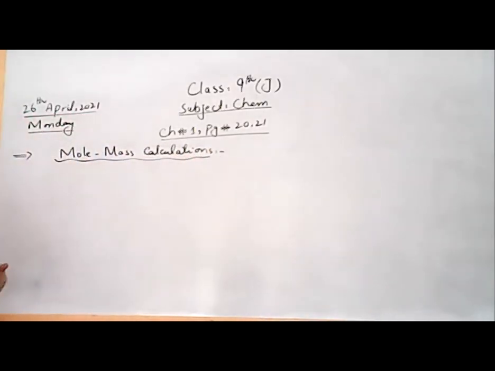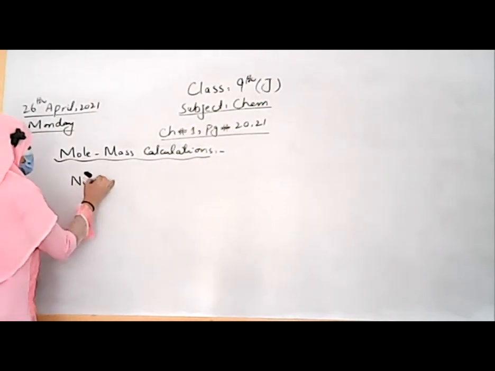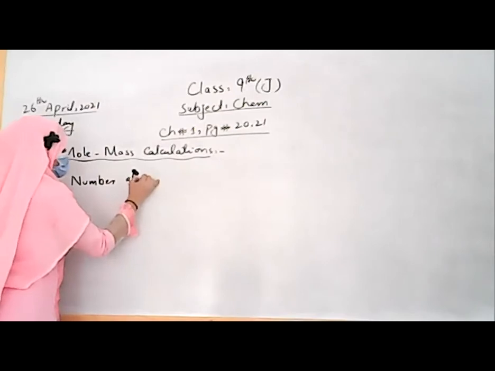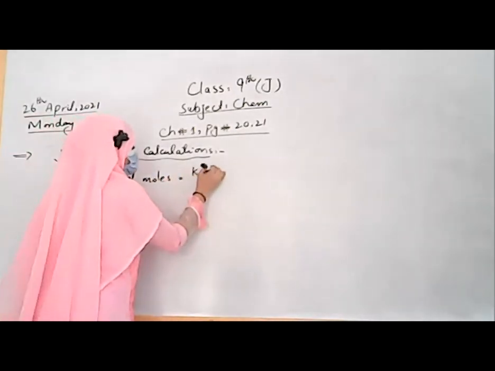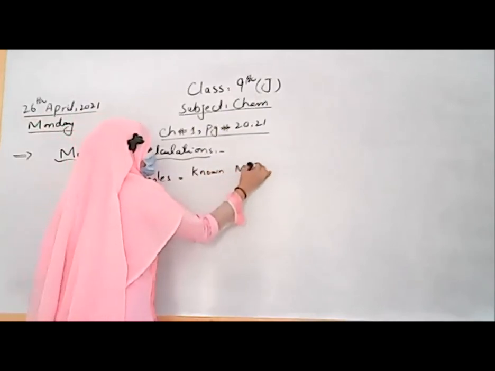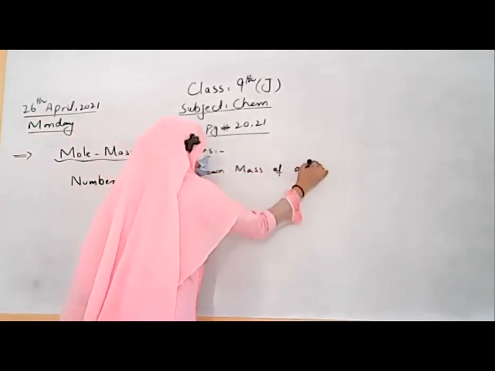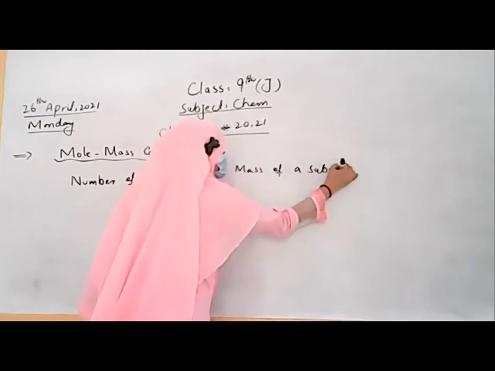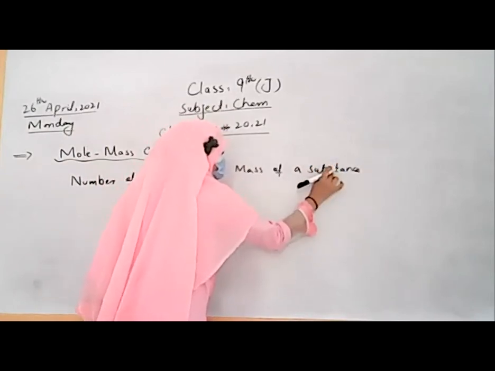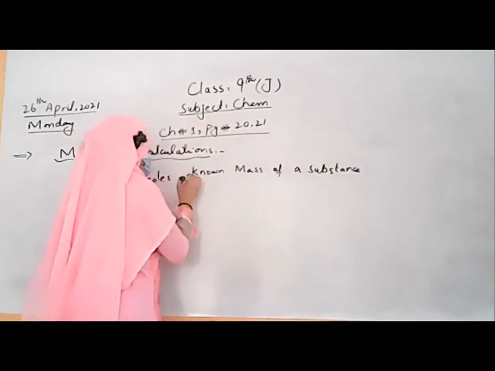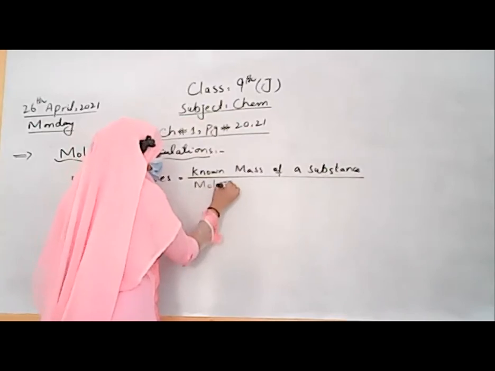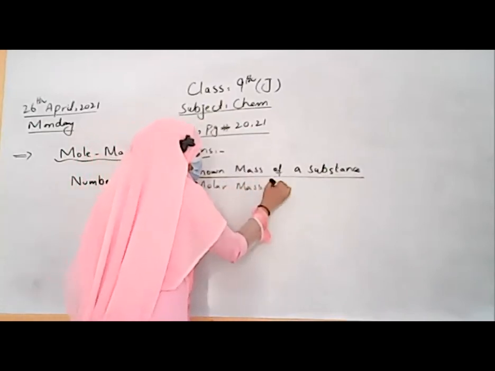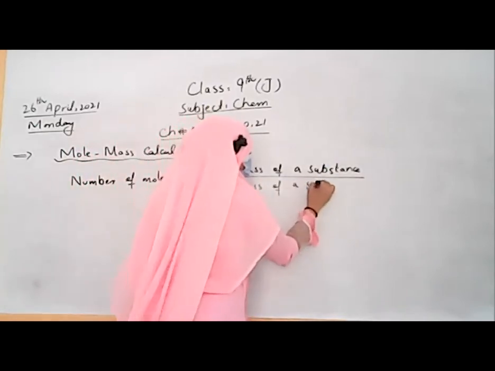There are 3 formulas. Number 1: number of moles is equal to given mass of a substance divided by molar mass of a substance.